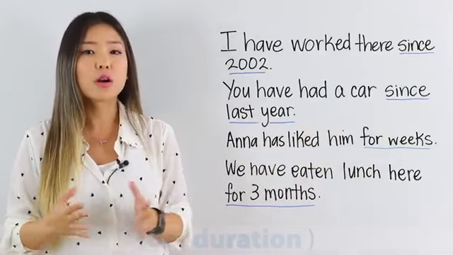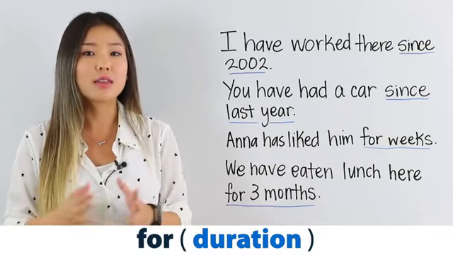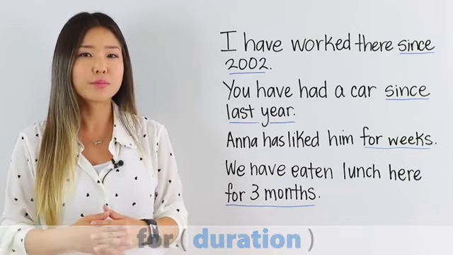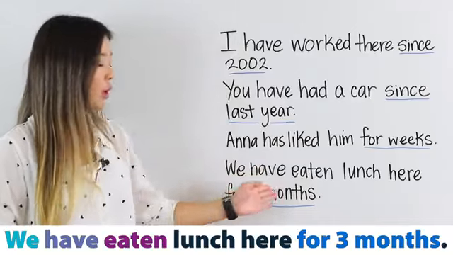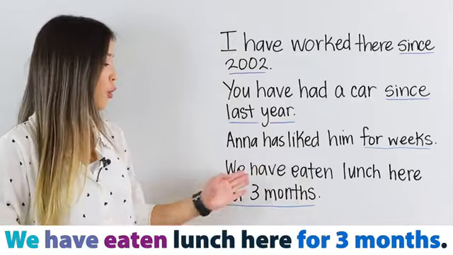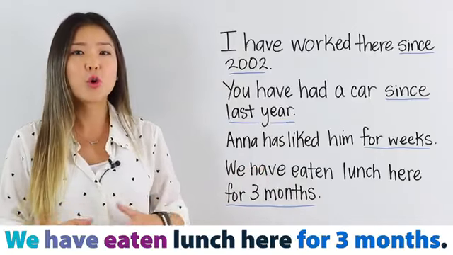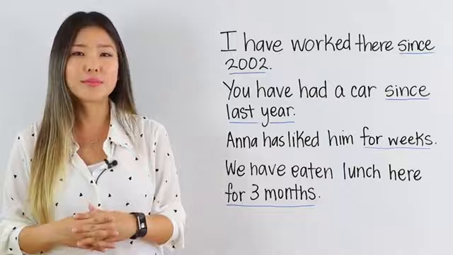When we use for, we talk about the duration. We explain how long this action has been true. And finally, we have eaten lunch here for 3 months. Again, the sentence ends with for 3 months, so we show the duration. Let's move on to the next usage.